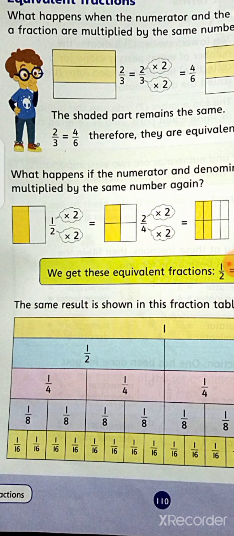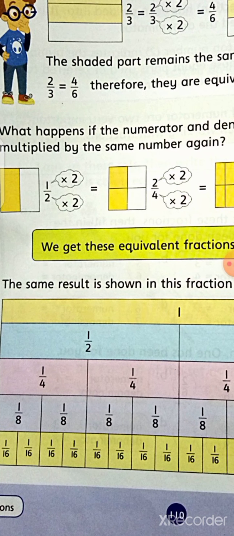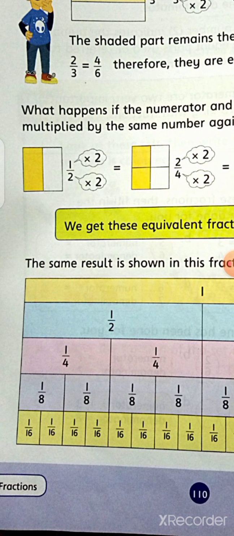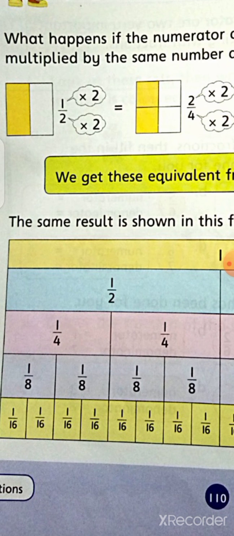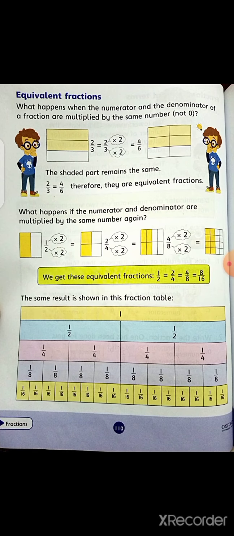Same portion is shaded. When 1 over 4 is divided into 4 equal parts, 2 over 4 is equal to 1, 2, 3, 4, 4 over 8. 4 over 8 multiplied by 2, it means again 1 over 8 is divided into further 2 equal parts, and 4 over 8 is equal to 1, 2, 3, 4, 5, 6, 7, 8, 8 over 16. So 1 over 2, 2 over 4, 4 over 8.